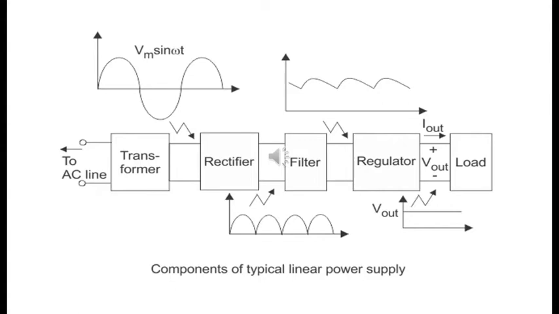So the input to the rectifier is still an AC, specified as Vm sin omega t. And the output from the rectifier, as you could observe from the arrows, seems to be a DC, but it is a pulsating DC.